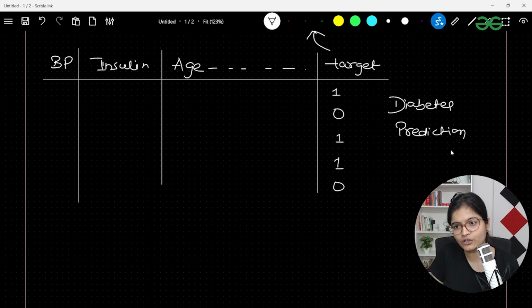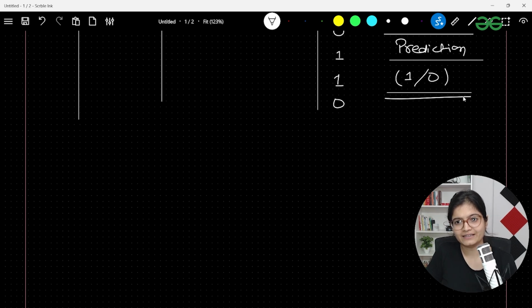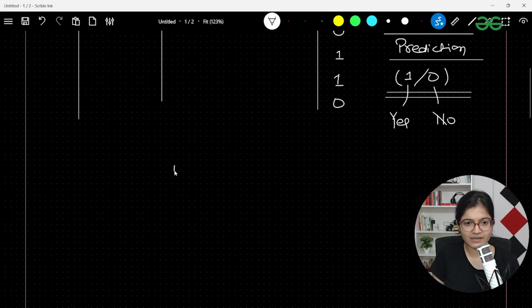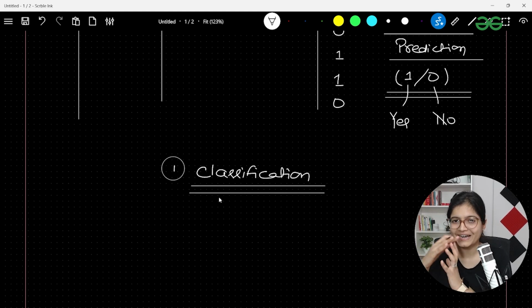Now, whenever we are talking about this kind of problem statement, either the answer will be 1 or the answer will be 0, right? There are two separate classes. One indicates that yes, a person has diabetes. 0 indicates no, a person does not have diabetes. So, in a way, I can say that this is a classification problem, where we will have multiple classes. We are not predicting any continuous number. We have separate classes, maybe 0, 1, 2, 3, and so on.